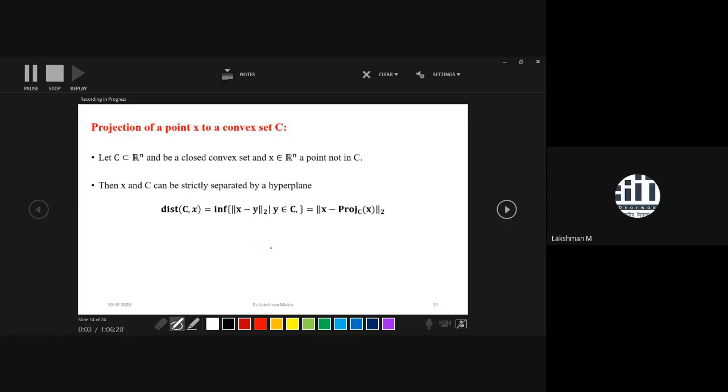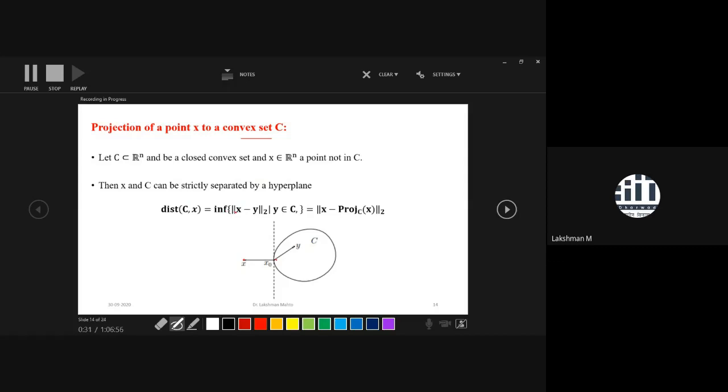So in order to further understand separation, we also have to understand the projection part. Projection of a point which is not in the set, projection of a point onto a convex set. So again, it is a convex optimization problem. We have a point X which is not in the given set C, and C is a convex set. So the projection of X on C would be X naught. How? X naught is just the solution of this convex optimization problem.